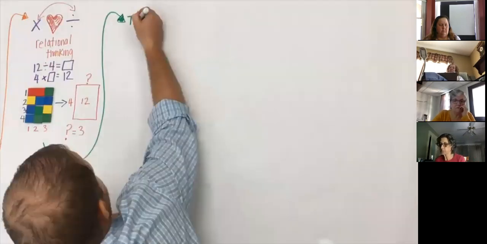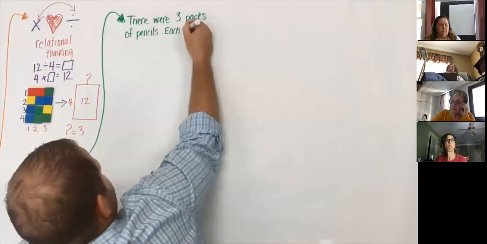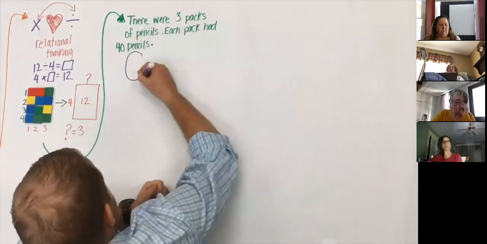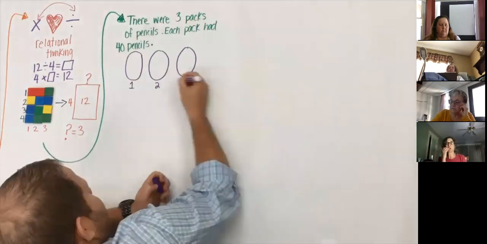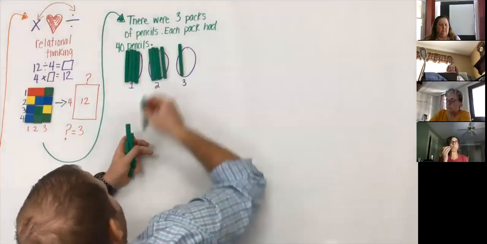The context. Yep, let's go back to it. Here's a simple one. There were 3 packs of pencils. Each pack had 40 pencils. Well, at the beginning part of multiplication, students might do something like this, where they draw out 3 circles, and in each circle they put in 4 10 rods, so 40.